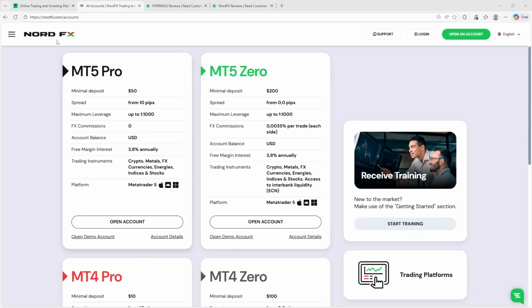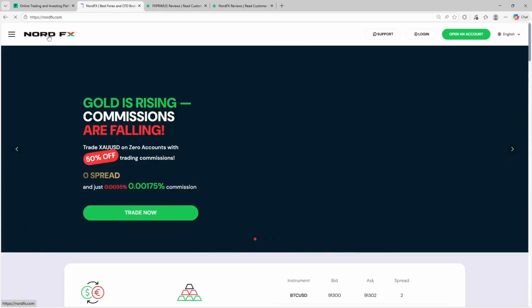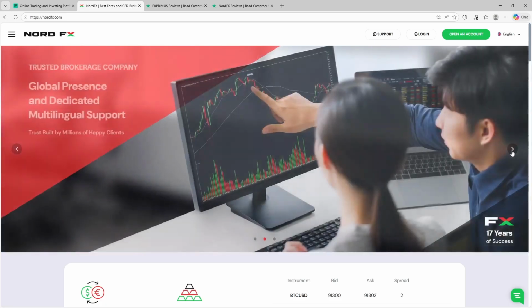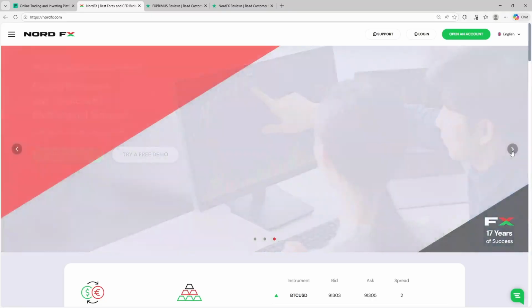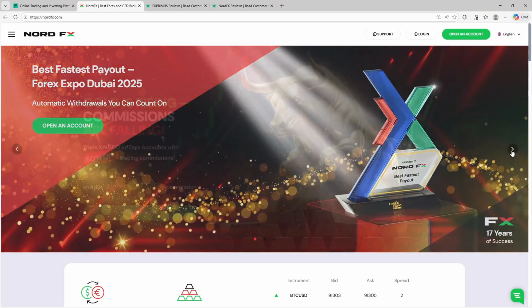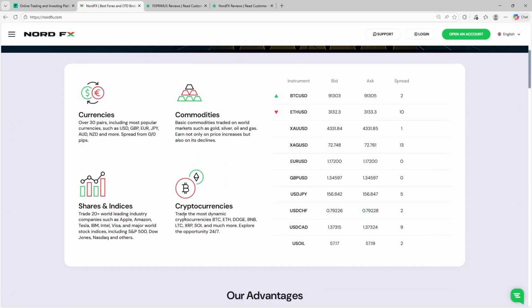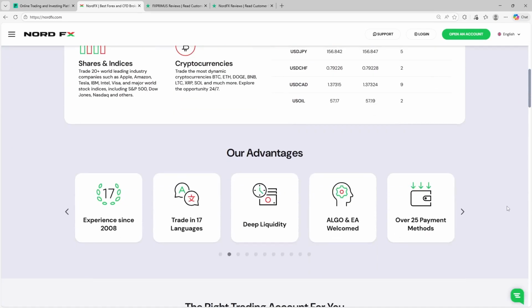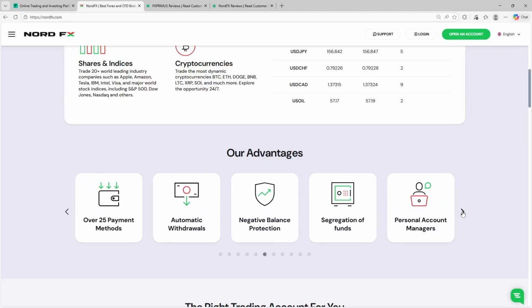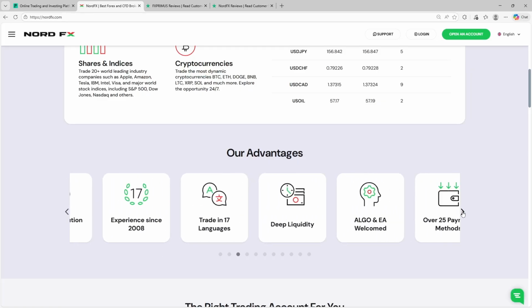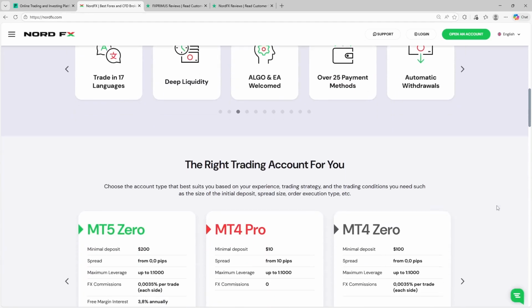Feature-wise, NordFX keeps its ecosystem simple and execution-focused. MetaTrader 4 and MetaTrader 5 serve as the core platforms, giving traders access to algorithmic trading, expert advisors, advanced charting, and third-party tools. The broker emphasizes fast withdrawals, platform stability, and ease of navigation rather than layering in social trading or heavy educational dashboards. This makes NordFX attractive to traders who want minimal friction between analysis and execution.